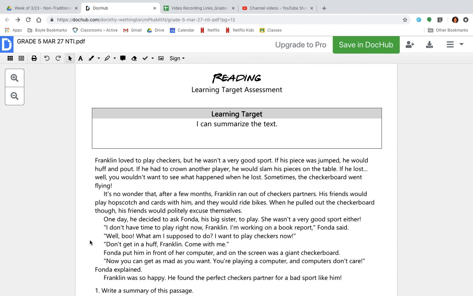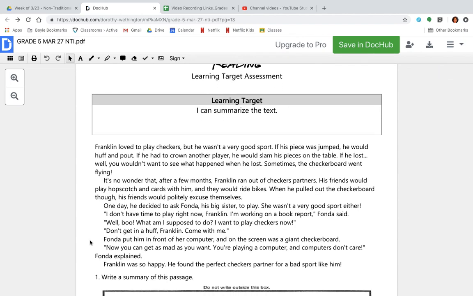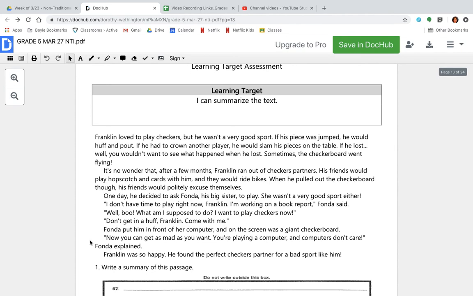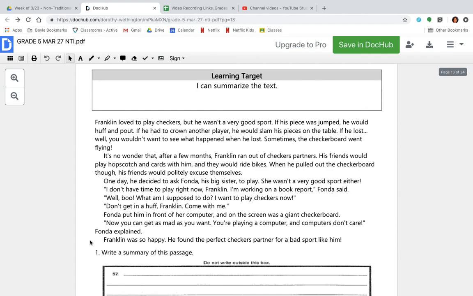Come with me. Fonda put him in front of her computer, and on the screen was a giant checkerboard. Now you can get as mad as you want. You're playing a computer, and computers don't care, Fonda explained. Franklin was so happy, he found the perfect checkers partner for a bad sport like him.